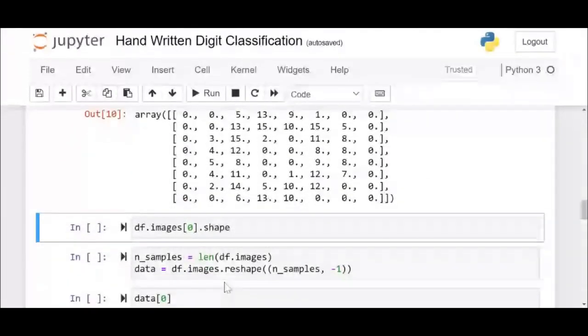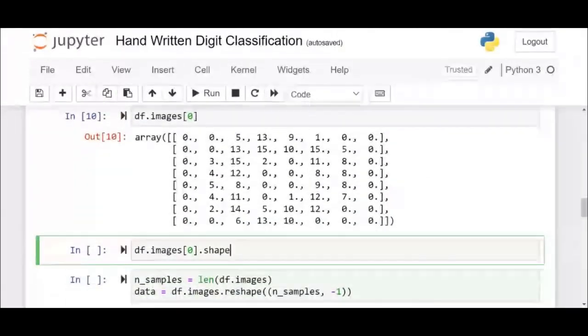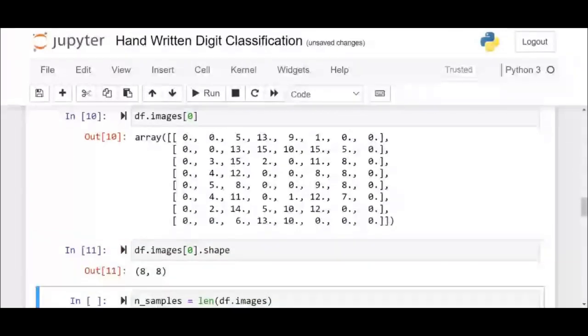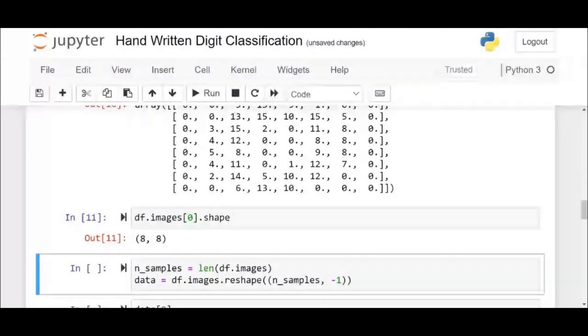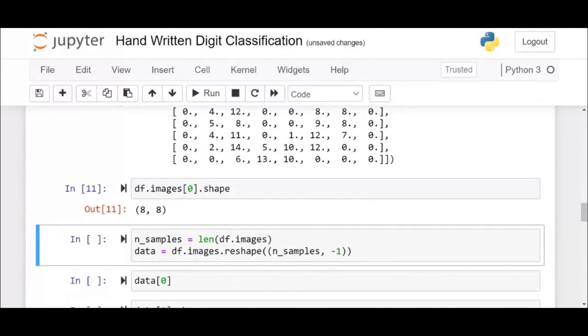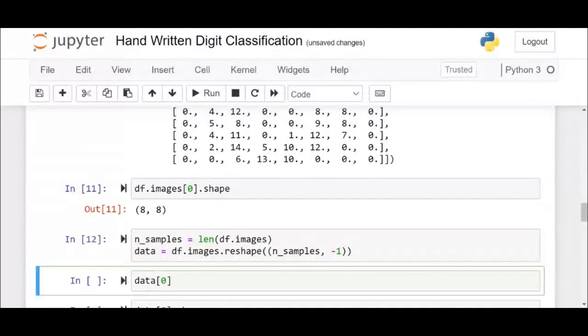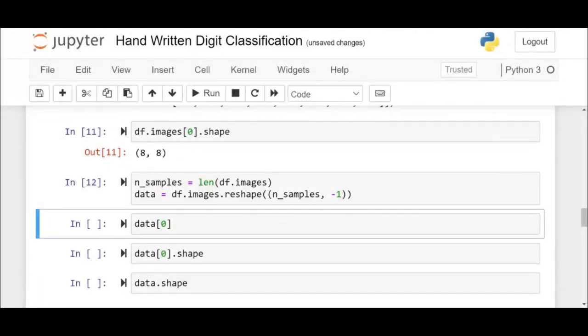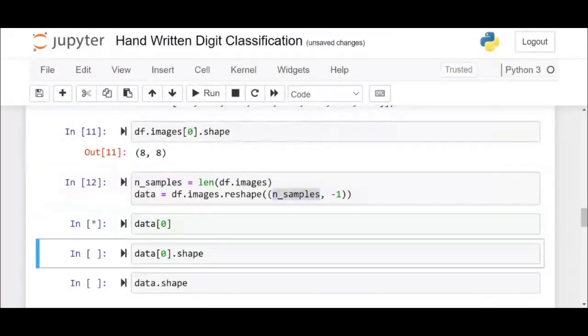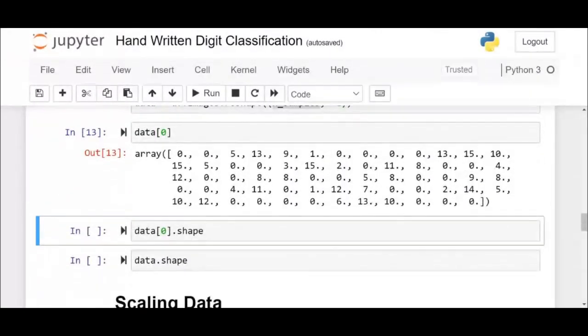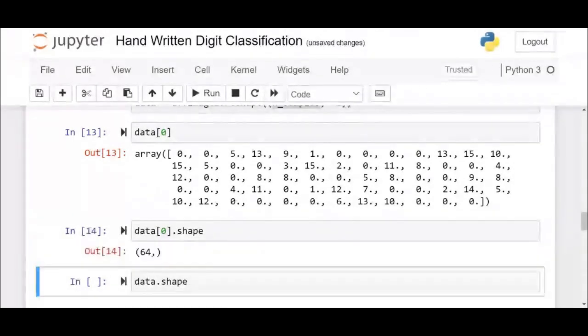Now what is the shape of this image? The shape of a single image is 8 by 8 pixel. There are 1797 images. Each image has a shape of 8 by 8 pixel. Now we need to reshape them, flatten them. So we are flattening them, saying the number of rows to be this with one column. So this is how our single image looks like, an array, and the shape becomes 64, right?